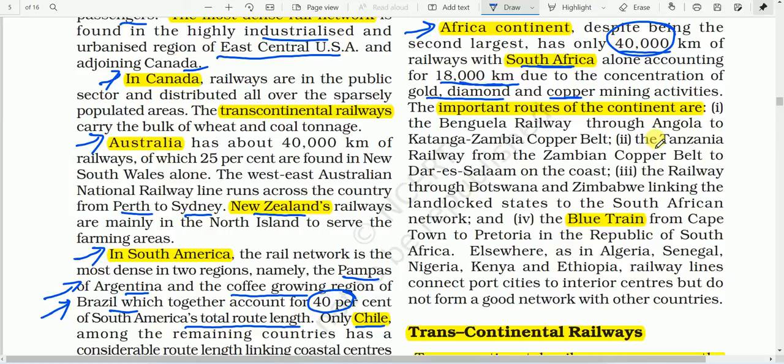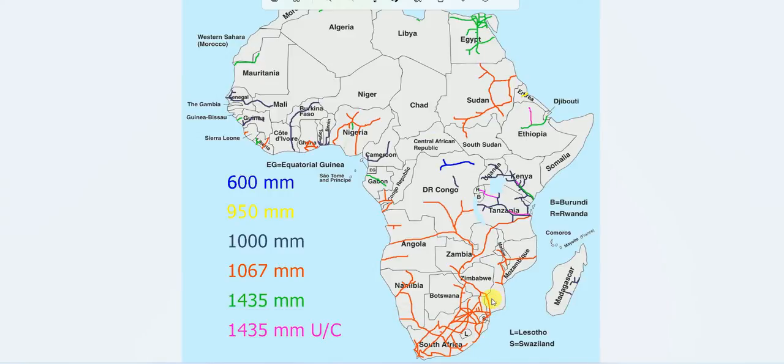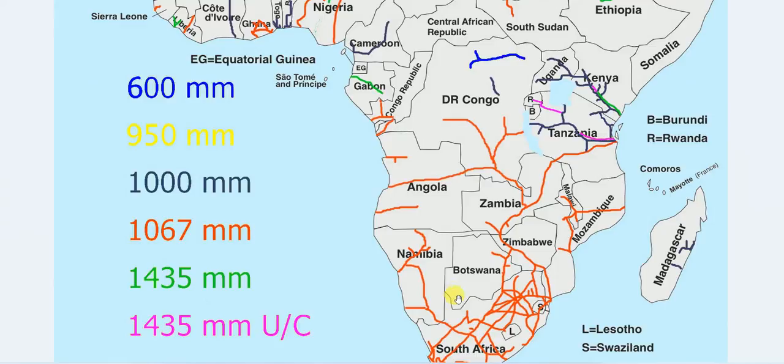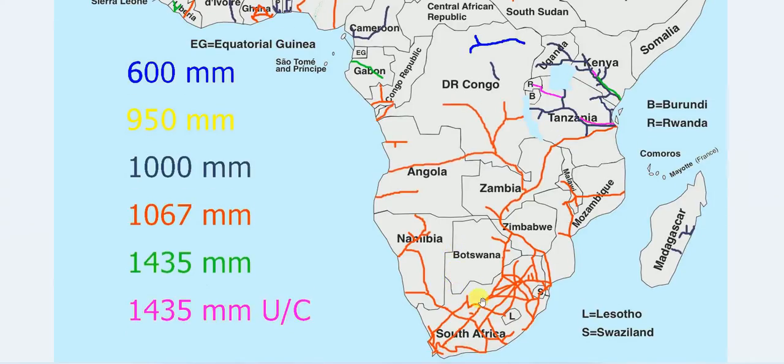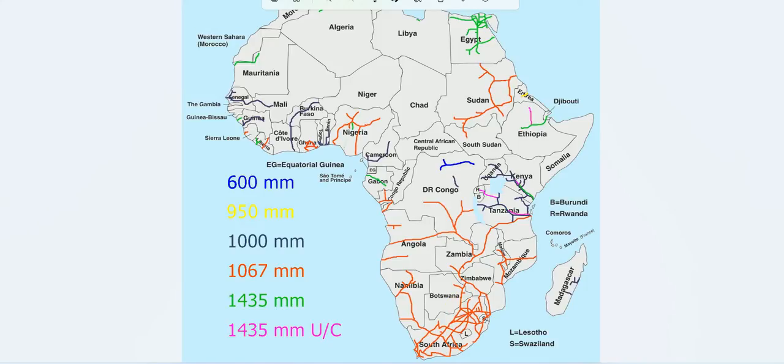So here we have the map showing railways in Africa. And see here in the southern part, in the South Africa area, we find more concentration of railways here. So let us continue.